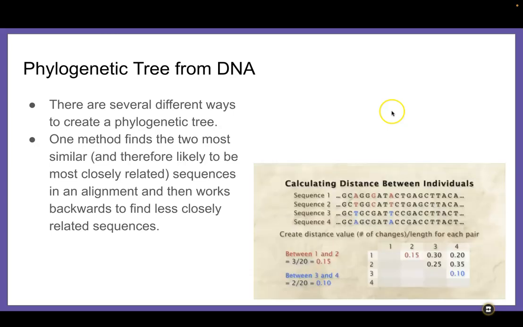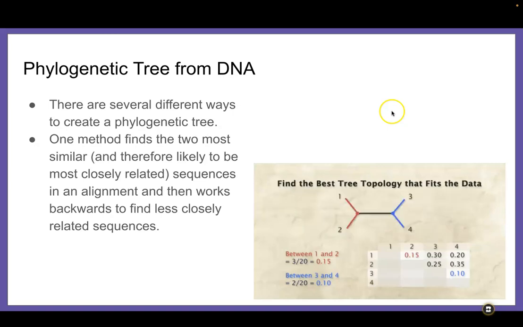So for example, in sequence 1 and 2, you can see in red that they differ at 3 out of a total of 20 nucleotides. Okay, so that's about a 15% difference. And you can see this little matrix, we're comparing now sequence 1 and sequence 2 in red, 15% difference. Now if we compare sequence 3 and 4, they differ at 2 out of 20, or 10% difference.